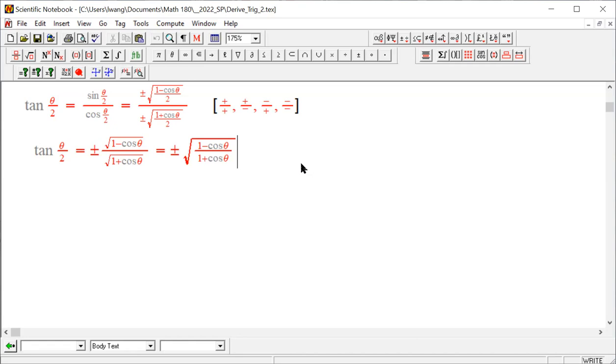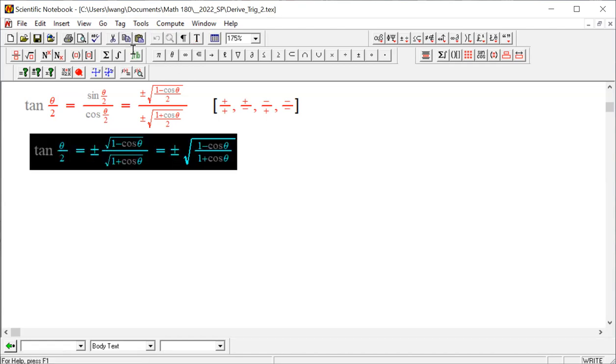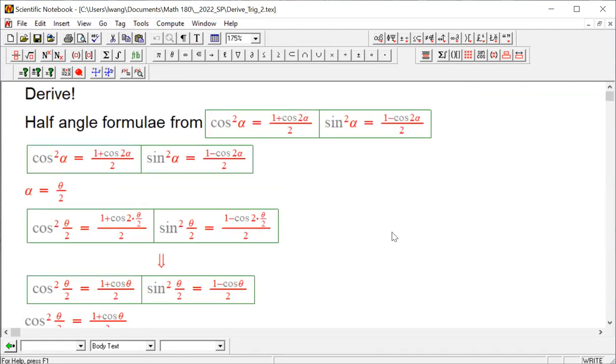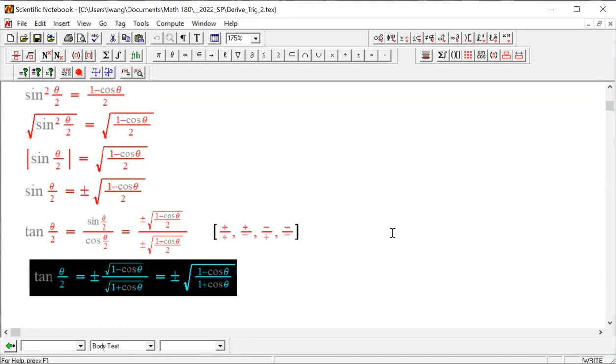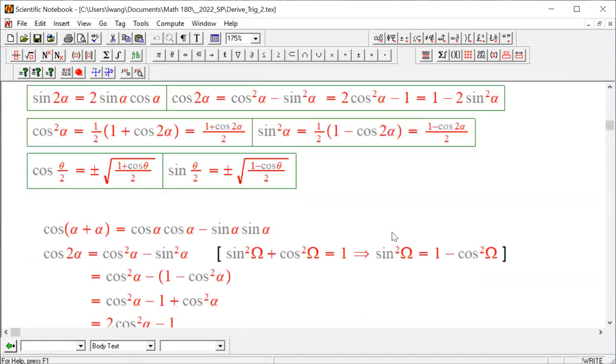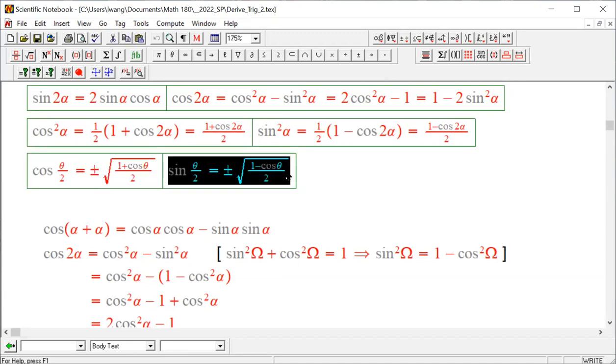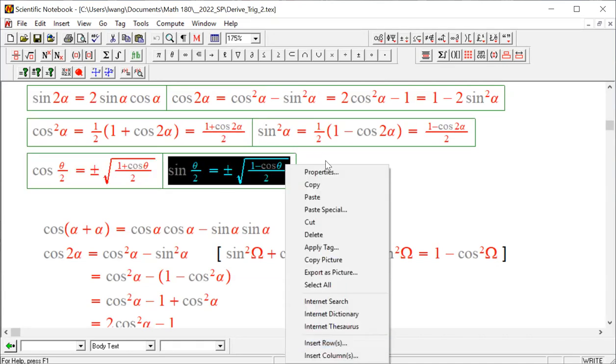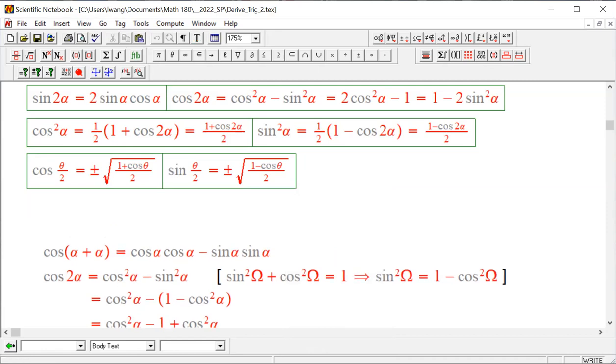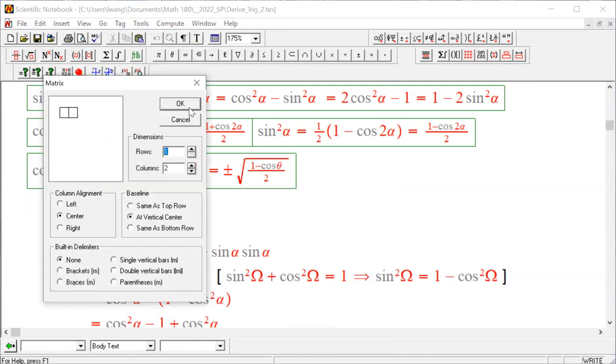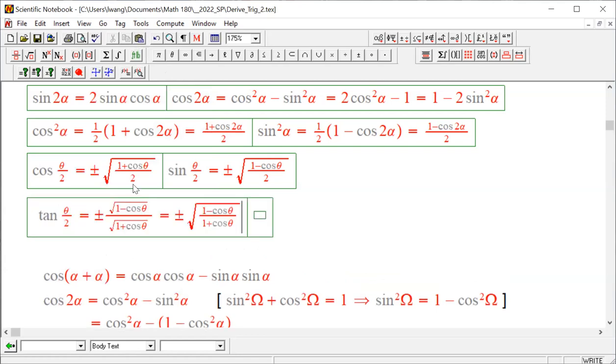Okay, all right. So next, this is one of the forms for tangent half theta. Let's see, where do I put them? Over here. So let me start a new row. Okay, tangent, right? So this is one of the forms.